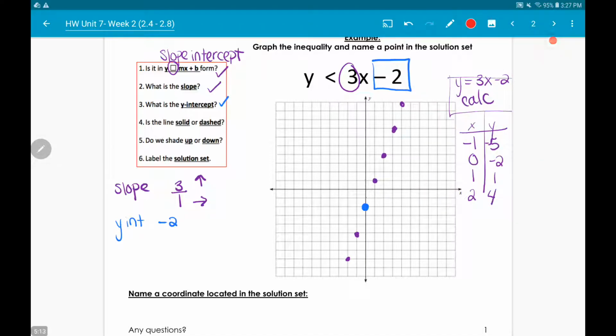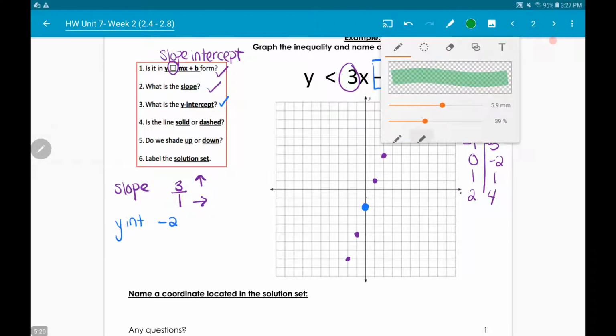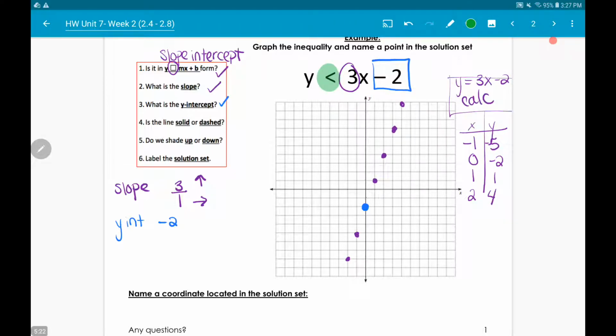All right, so now that we've done that, I'm going to go to question number 4. Is the line going to be solid or dashed? So now I look at my symbol. My symbol here is less than. Okay, so less than means it is not equal to, so my line is going to be open or dashed. So when I connect it, I literally have to connect it using an open line. All right, now for less than, am I going to shade up or down? Less than means smaller, so I'm going to shade down.